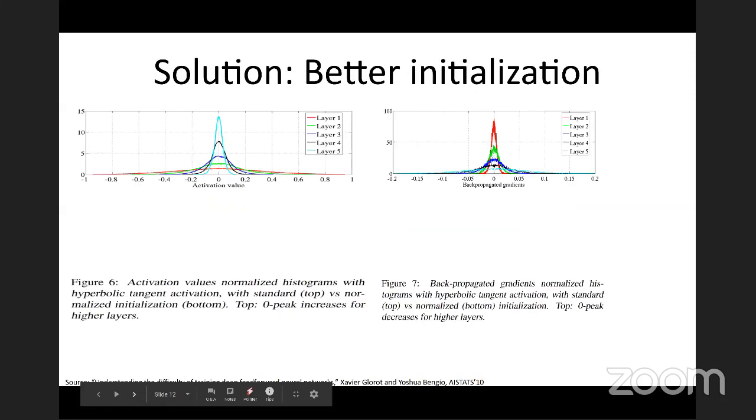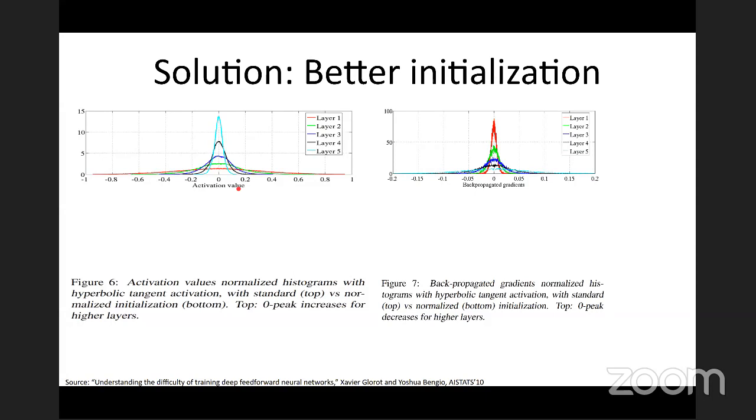Okay. So the solution is to better initialize the weights. How do we initialize the weights? We initialize the weights so that the variance of the output that you get from each layer should not be too spread out and the gradient should not be too misbehaved. This is the distribution of the activation values for the first layer, the red curve, the second layer, the black curve, the third layer, the blue curve, etc. And then you have the final layer, which is layer 5.